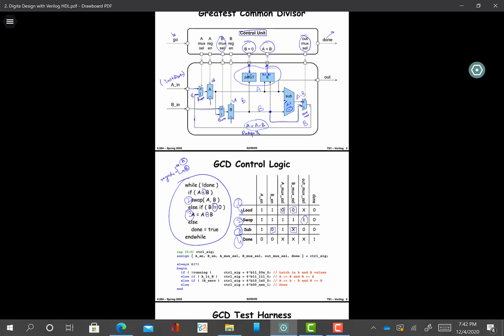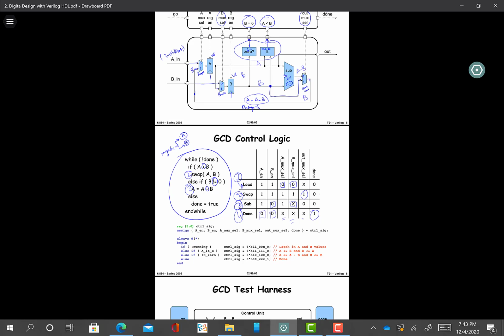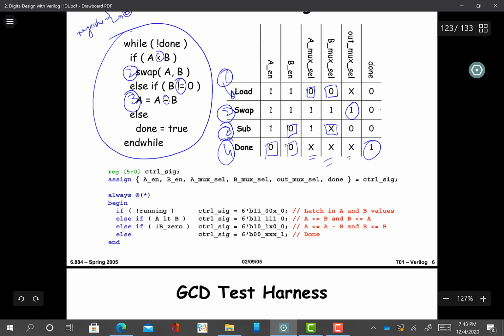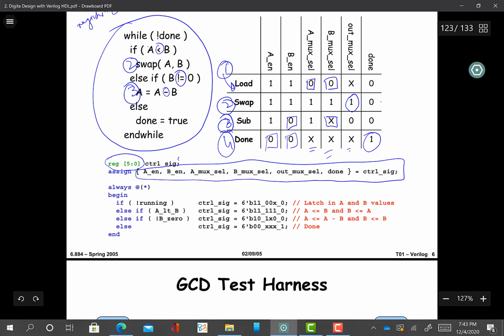and you see in the done state again everything becomes so the done signal becomes 1, and the A enable and B enable become 0, and others become don't care. So this is the full control table, and from this control table we can very easily determine the signals. So for example, because these are 1 2 3 4 5 6 bits, we can define a 6-bit register as our control signal, and we can just assign this using a concatenation operator, and we can say in the order in which they are listed in the ports: A in, B in, A mux sel, B mux sel, out mux sel, done. This is equal to control signal, and our control signal is defined in this block.